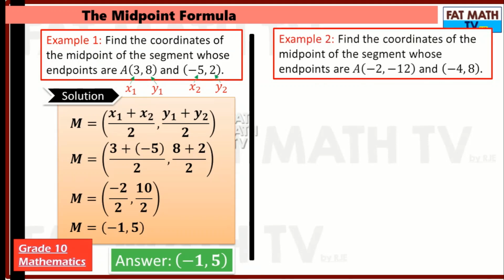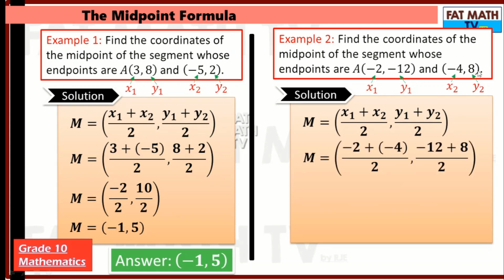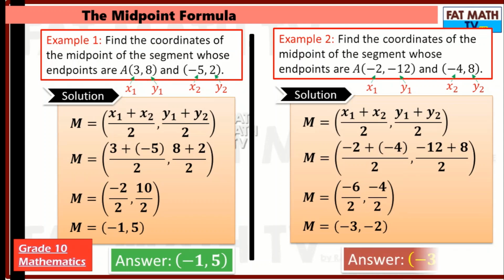Find the coordinates of the midpoint of the segment whose endpoints are negative 2, negative 12, and negative 4, 8. So add the two x's, divide by 2. Add the two y's, divide by 2. The two x's are negative 2 and negative 4, so you will have negative 2 plus negative 4 over 2, and then negative 12 plus 8 over 2. So that's negative 6 over 2 and negative 4 over 2 for the y. Negative 6 over 2 is negative 3. Negative 4 over 2 is negative 2. So the coordinates of the midpoint are negative 3, negative 2.